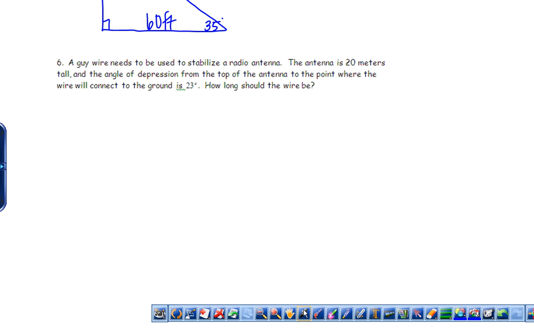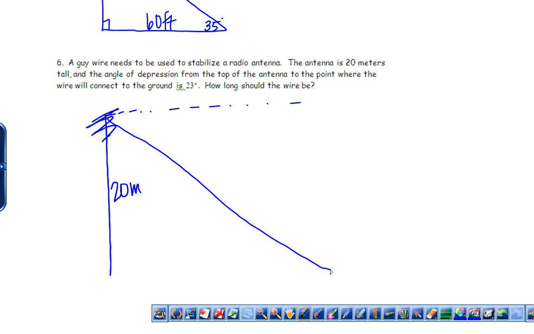All right, a guy wire, and if you don't know what that is, think a wire, needs to be used to stabilize a radio antenna. The antenna is 20 meters tall. Okay, so here's my antenna. It's 20 meters tall. And an angle of depression from the top of the antenna. So remember, depression is straight out and down. So here is my depression right here. The angle of depression from the top to the point where the wire connects to the ground is 23.